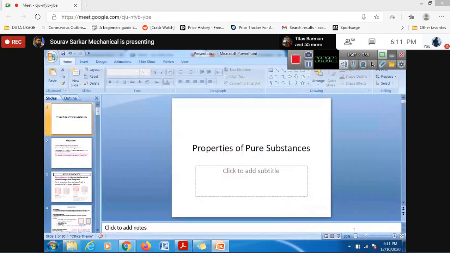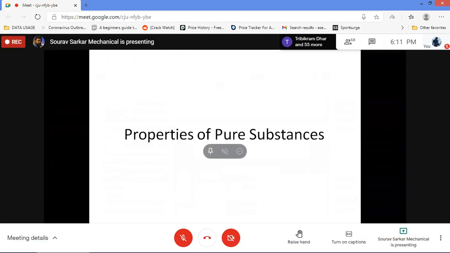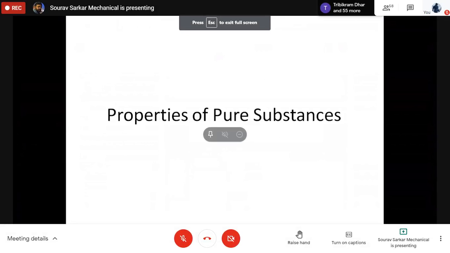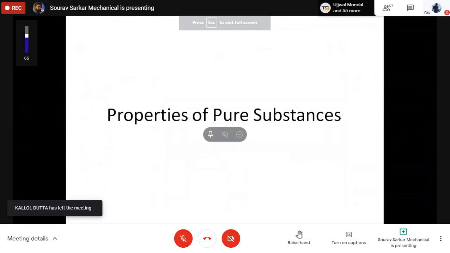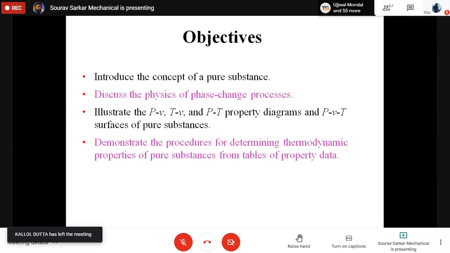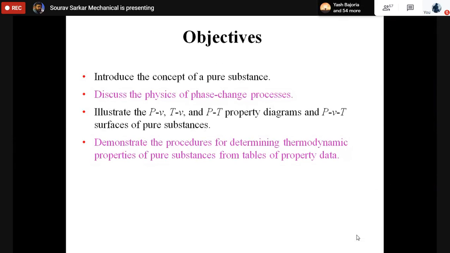So the name of the chapter is the properties of the pure substances. If we look into the slide very carefully, what is a pure substance? What we are going to discuss is the concept of pure substance, the physics of phase change process, and how to plot a phase change process in a PV diagram, or maybe a TV diagram, or maybe a PT diagram.